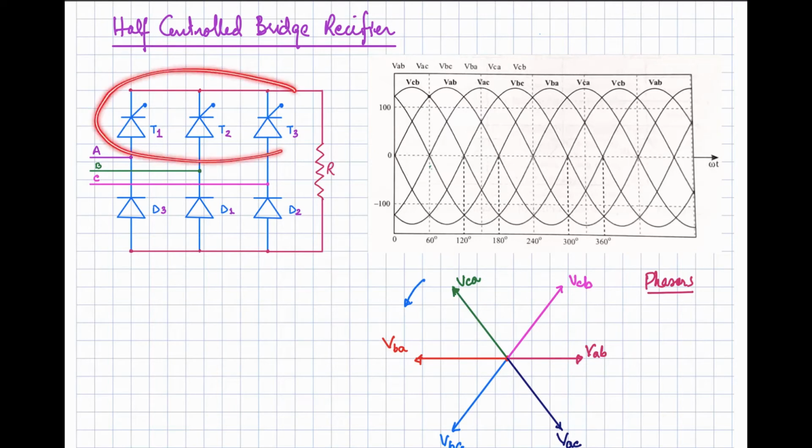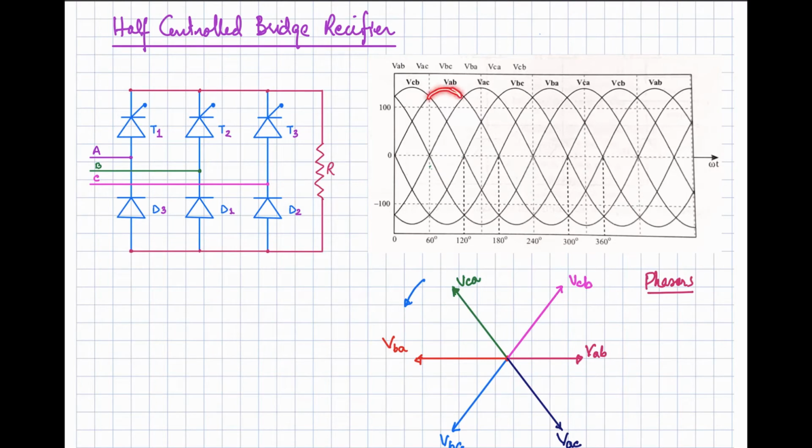In a half-controlled rectifier, the high side switches are the thyristors and the low side switches are the diodes. When you apply a gate pulse to a thyristor, it is turned on provided its anode voltage is higher than the cathode voltage. So whenever a particular thyristor is turned on, that will turn on one of the diodes from the lower side depending upon the voltage.